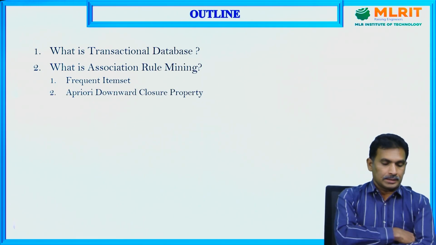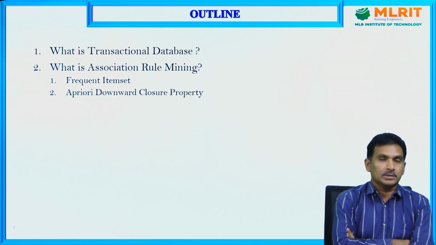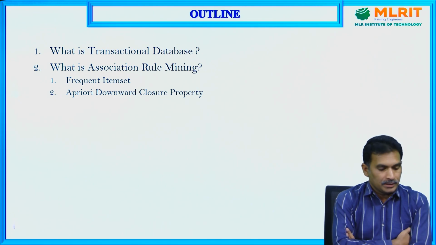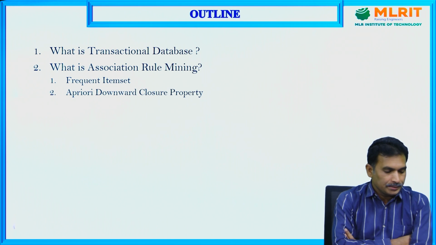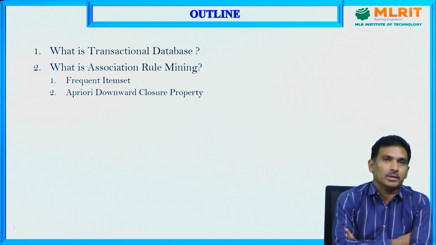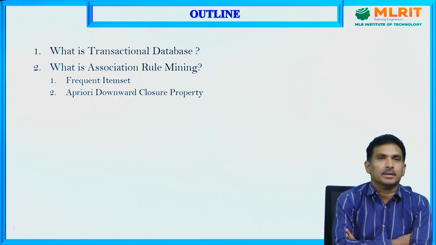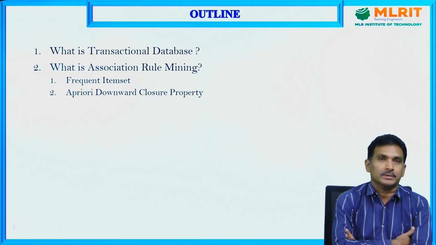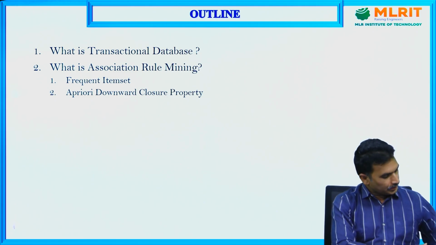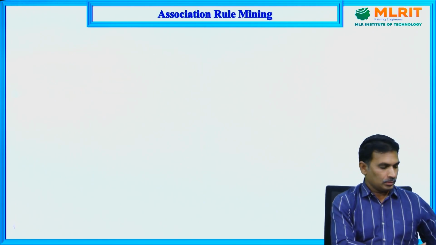So in this lecture, we are going to discuss mainly, first we need to understand what is a transactional database, then what is association rule mining. In this, again, we need to understand what do you mean by a frequent item set and what is the apriori download property, and some other basic concepts will be discussed in this lecture. So without wasting much time, let us move.